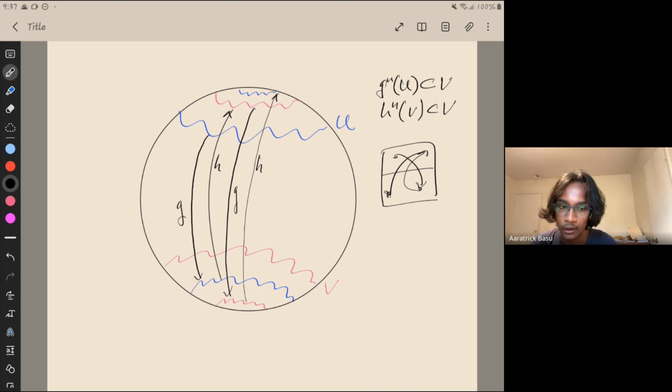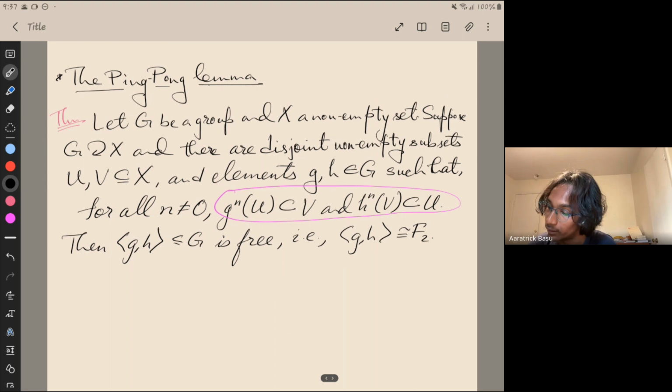So I hope that the conditions of the theorem are clear. Let me just briefly review that one more time. You just started with a group action on some set, and somebody has told you that there are two non-empty disjoint subsets U and V and elements G and H, for which G to any power pushes U inside V, and H to any power pushes V inside U.